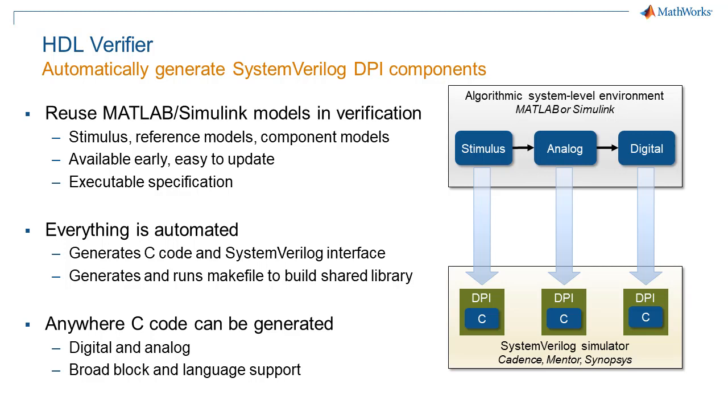Analog and digital simulators both support the SystemVerilog Direct Programming Interface, or DPI, for modeling external components, golden references, stimulus, or anything else you need to verify your design. You can use HDL Verifier to automatically generate these models as C code with DPI wrappers from Simulink or from MATLAB. It works for any model or MATLAB code that supports C code generation and allows you to model synchronous fixed-point digital logic or continuous time real number analog circuitry.